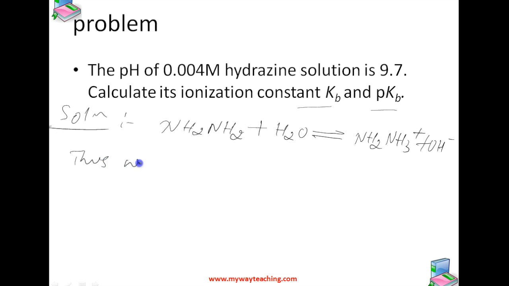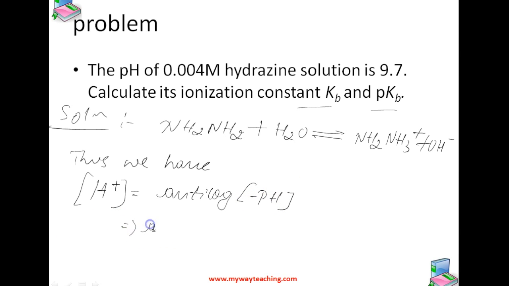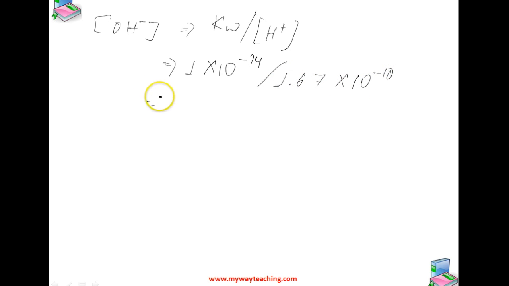Thus we have H+ is equal to the antilog of minus pH, which is the antilog of minus 9.7, equal to 1.67 into 10 raised to minus 10. So OH- is equal to Kw divided by H+, that is 1 into 10 raised to minus 14 divided by 1.67 into 10 raised to minus 10, which is 5.98 into 10 raised to minus 5.